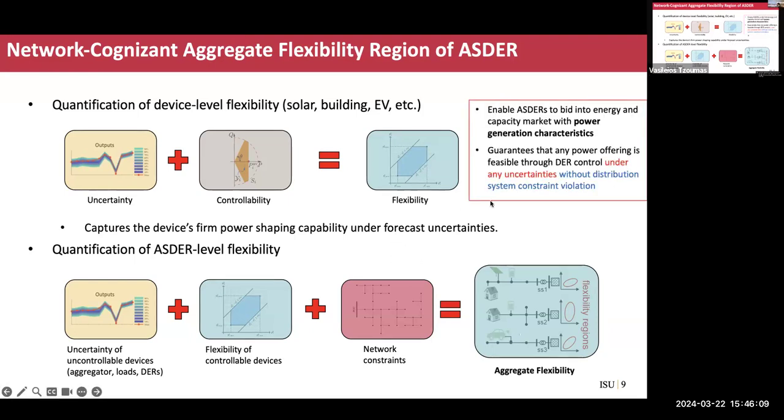Okay. So really, what we're trying to do is to enable assets to bid into the energy and capacity market with their power generation characteristics. And something we want to guarantee along the way is that for any power offering that we can quantify here, under any uncertainty realization, we can disaggregate it, control and dispatch the DERs without violating any distribution system constraints. That means we take both distribution system constraints and uncertainties into account.